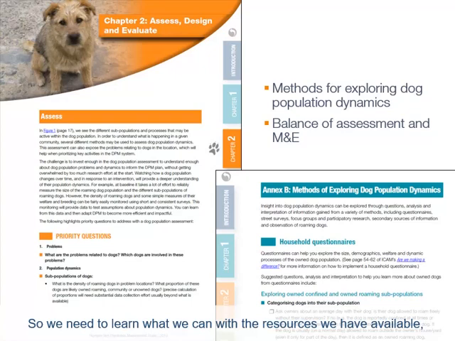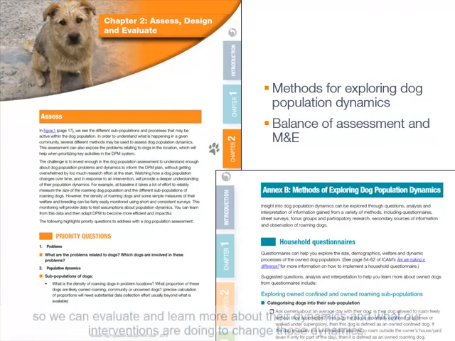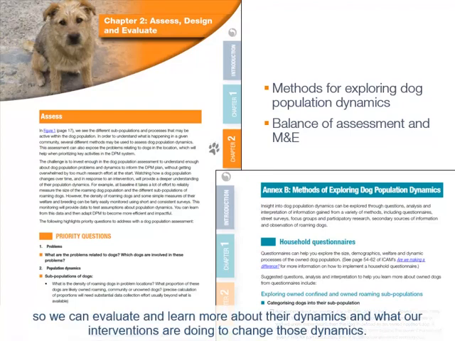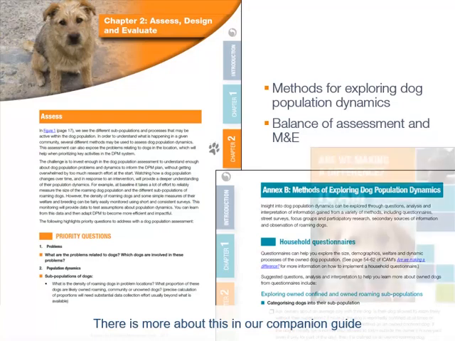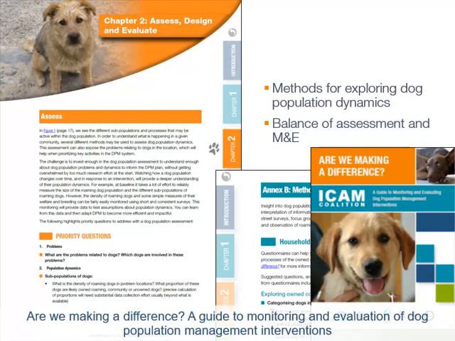And so we need to learn what we can with the resources we have available, and then commit to monitoring how these roaming dog populations are changing over time, so we can evaluate and learn more about their dynamics and what our interventions are doing to change those dynamics. There is more about this in our companion guide, Are We Making a Difference? A guide to monitoring and evaluation of dog population management interventions.